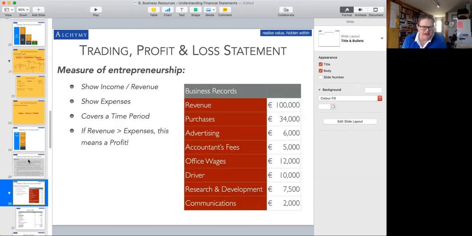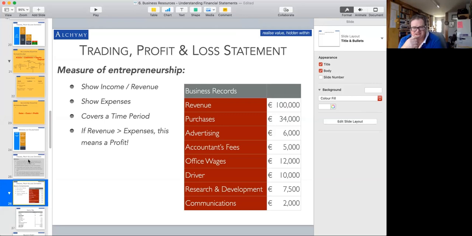Now, in many ways, it's a measure of our entrepreneurship. It's a measure of how well we're doing in business. Key things: it has to include the income, the revenue. What are our sales? It includes our expenses. What do we spend money on? Which means it has to show the profit. The sales minus expenses equals the profit. It covers a defined time period. We do it normally for the year, as I said. If we have more revenues than expenses, that means a profit. If we have less revenues than expenses, we have a loss. That's it. That's all it does.